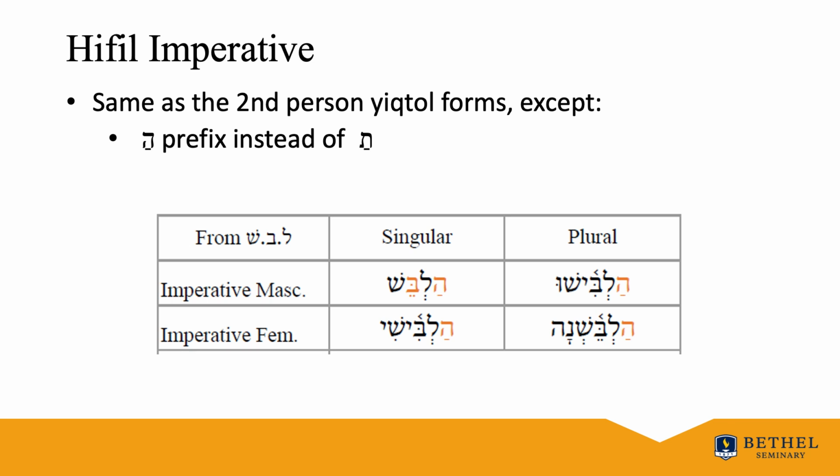However, when we look at the imperatival form, what you'll see is that there's a hey prefix with the patach sheva vowel sequence that we've learned. So that's going to be the key characteristic with the Hiphil imperative. There's going to be a hey prefix letter, but the vowel pointing beneath the prefix letter and the first radical letter retains the imperfect form. That is a patach sheva sequence.